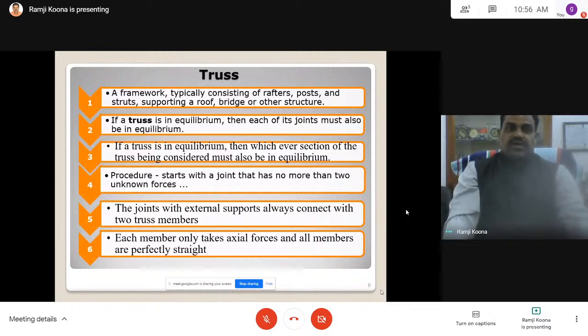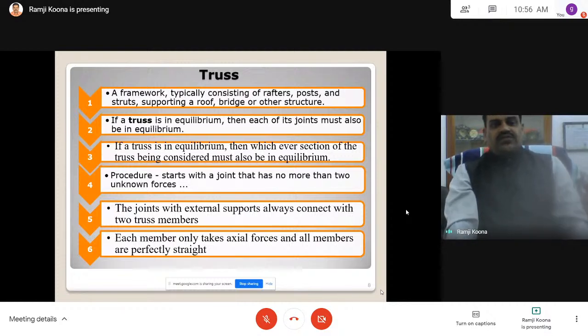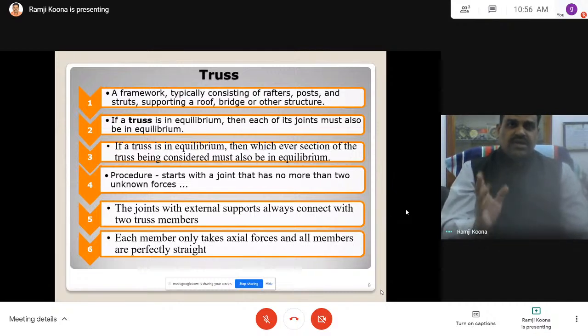That means, if you are assuming that the total truss is in equilibrium, because here we are using three methods: method of joints, method of sections, and the graphical method, something like the funicular polygon and other things. See, the meaning of this is, if the truss is in equilibrium, then even if you consider a particular joint, it also must be in equilibrium. In the method of joints, this is the concept.